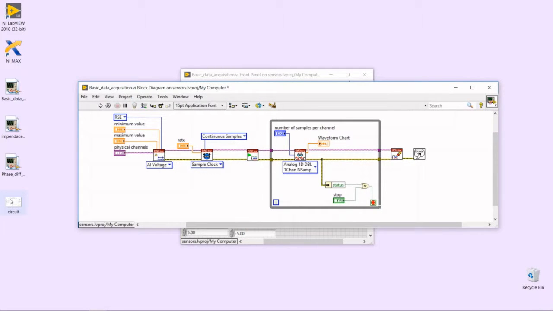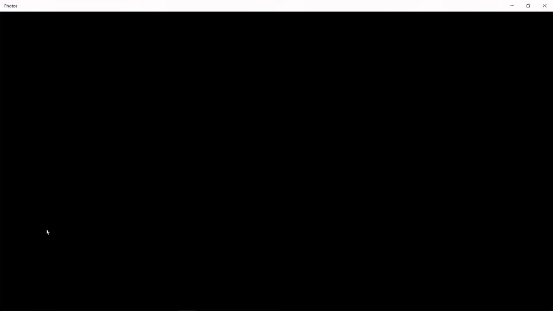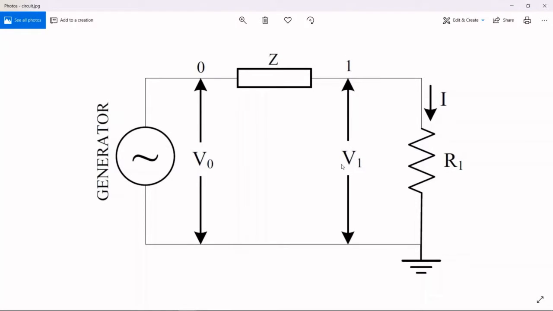Before we start programming, we'll have to see what our circuit looks like. So I'm going to open this picture, and this picture shows us that we have a generator, unknown impedance, and known resistance. And we're measuring the voltage at the input of the circuit and the voltage at the output of the circuit. And with some mathematical equations, we are going to get the unknown impedance.